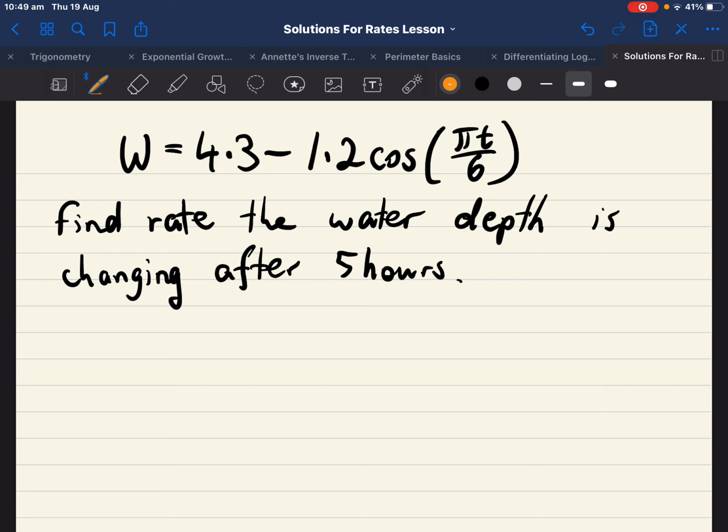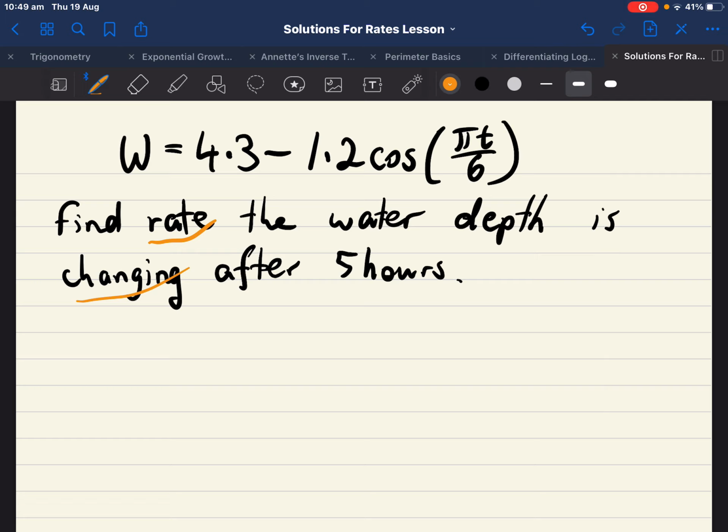This is like the water depth as it goes through the tide. The water goes up and back down with the tides. This question isn't asking us to find the water depth at any particular point. It's asking us to find the rate at which the water depth is changing, right? So how fast is the water changing, either going up or down, after the 5-hour point?